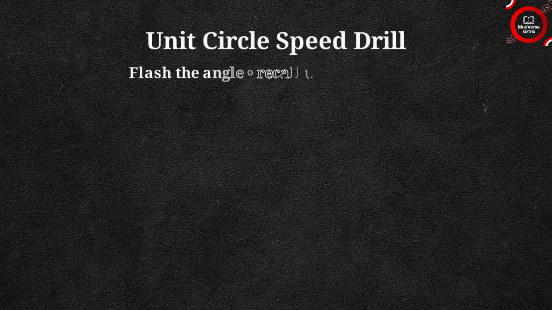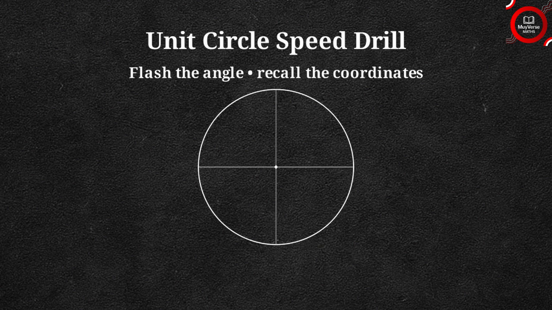Next, we will flash angles around the unit circle for speed recognition. Watch closely and try to recall the coordinates from memory. Here is a clean unit circle. Angles will flash quickly around it. Flash set 1: 30 degrees, 135 degrees, 225 degrees, 330 degrees, pi over 4, and 5 pi over 6. Pause and recall the coordinates.